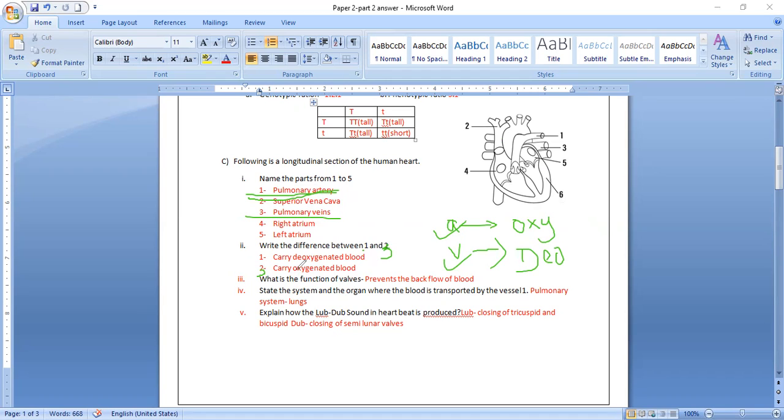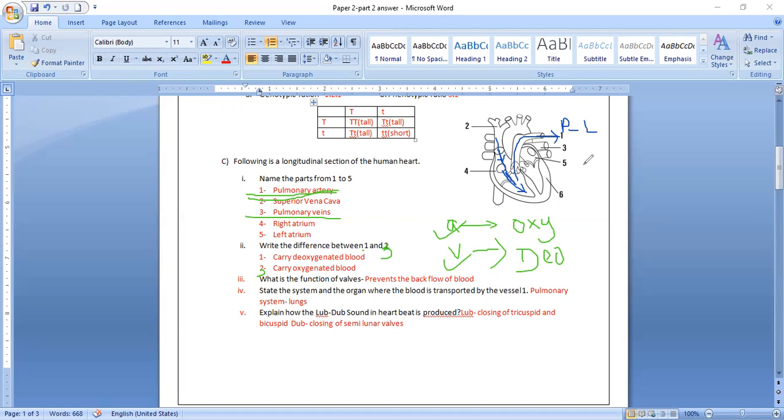But in the heart, what happens? The superior vena cava drains the blood to right atrium. From the right atrium, blood travels to right ventricle. This blood is deoxygenated blood. So that is why I'm showing in blue. And this deoxygenated blood is carried through this pulmonary artery to lungs.